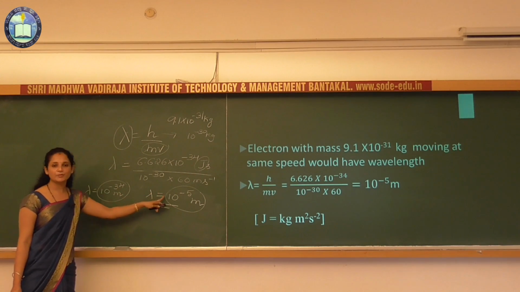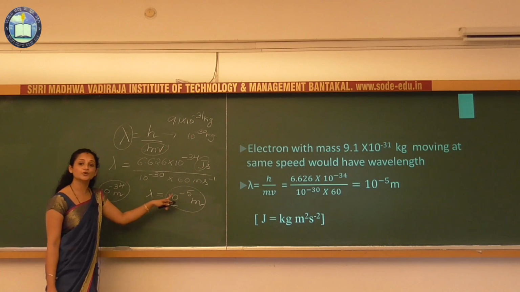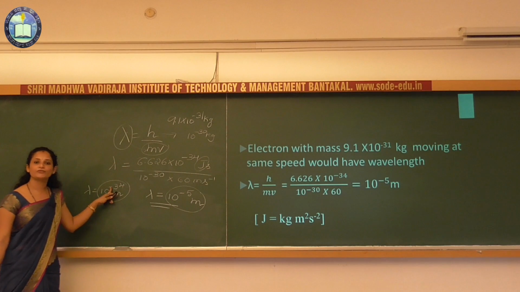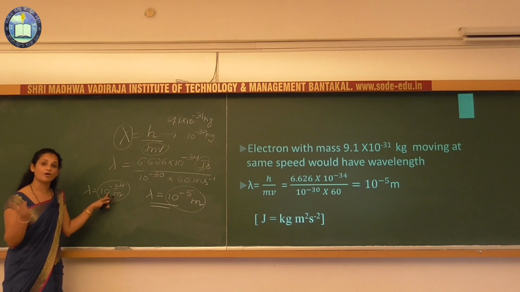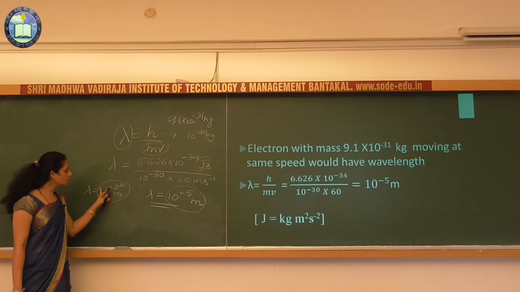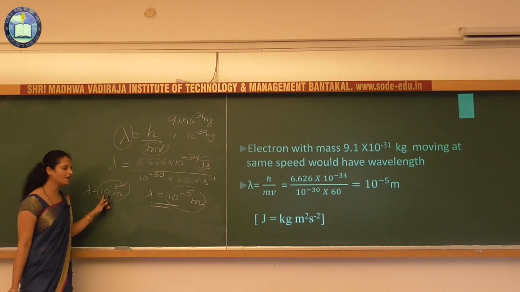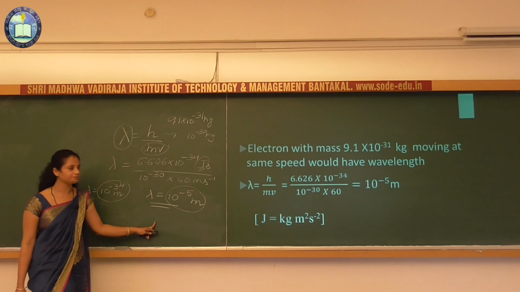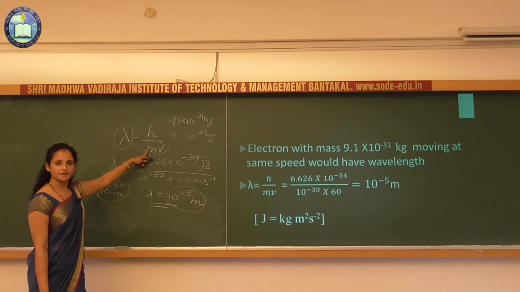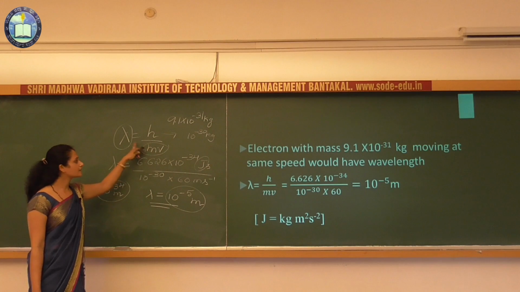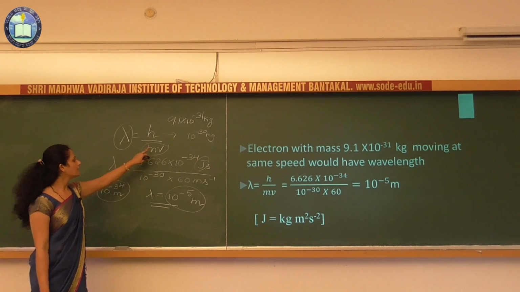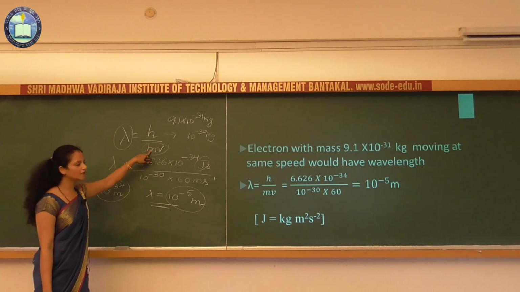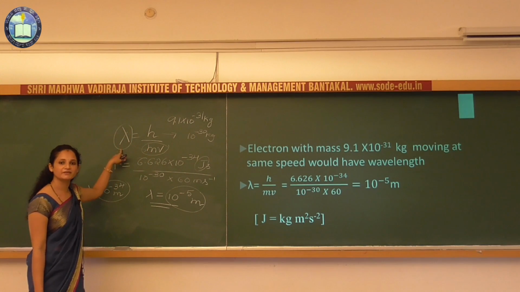That means the wave property associated with the microscopic particle, that is the electron, is greater than that of a ball, than the wavelength of a ball. 10 to the power minus 34 is much smaller than 10 to the power minus 5. As I have mentioned, wavelength and mass are inversely proportional. Larger the mass, smaller will be the wavelength, or smaller the mass, greater will be the wavelength.